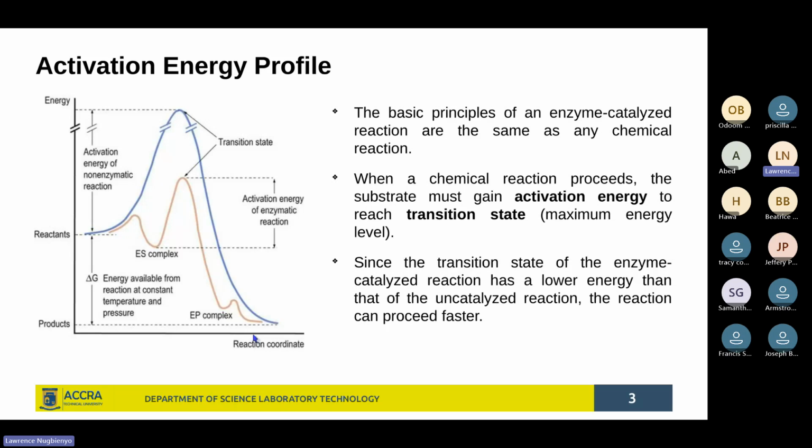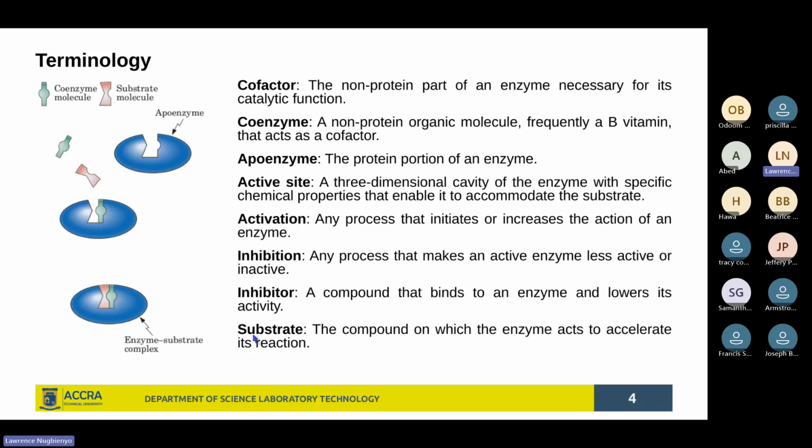Then we went ahead and looked at some common terminologies in the study of enzymes. We looked at terms such as cofactors, coenzymes, apoenzyme, the active sites of enzymes, the process of activation, and even activators, which are the substances that will cause an enzyme to start to catalyze a reaction or speed up the rate, speed up the activity of the enzyme.